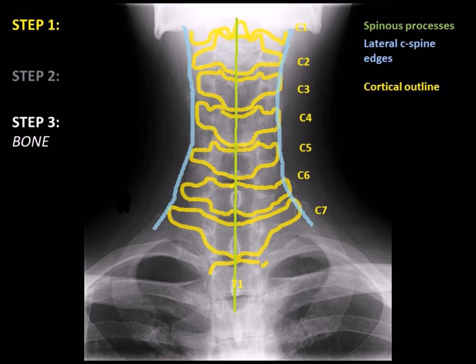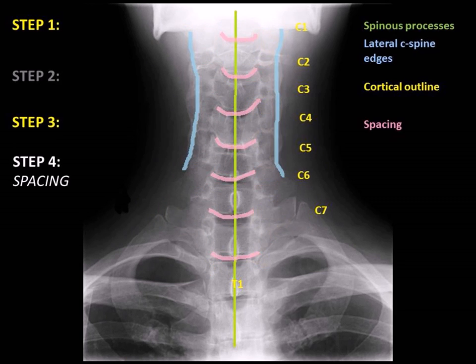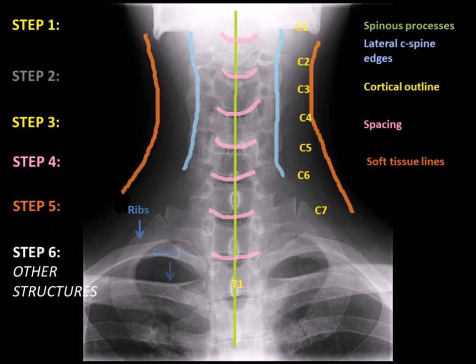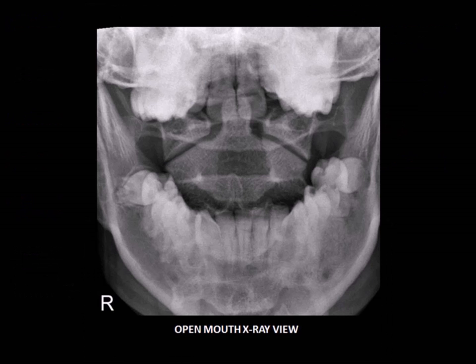For the bone, trace the cortical outline of all the bones to identify fractures. Remember, fractures are less visible on this view than on the lateral view. Spacing: the spinous processes should be spaced relatively evenly. Soft tissues: look for surgical emphysema. And edges of the image: check for injury to the ribs and lung apices.